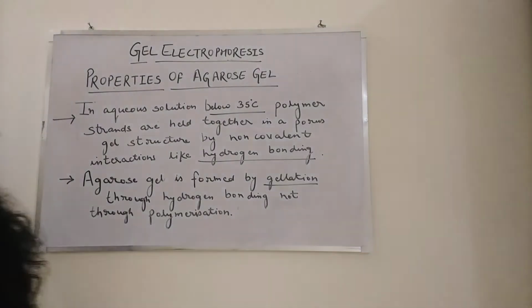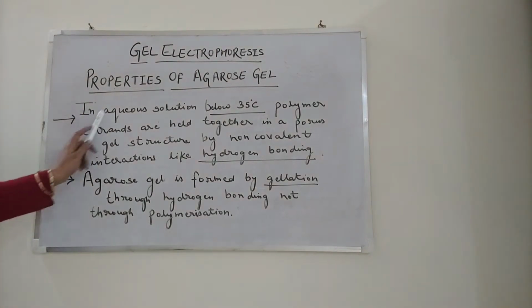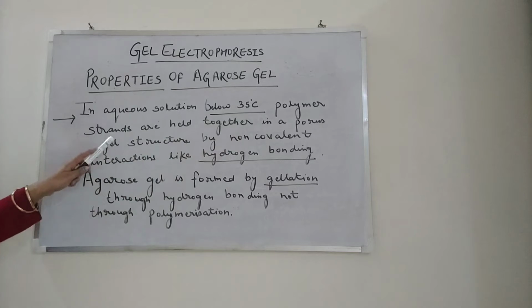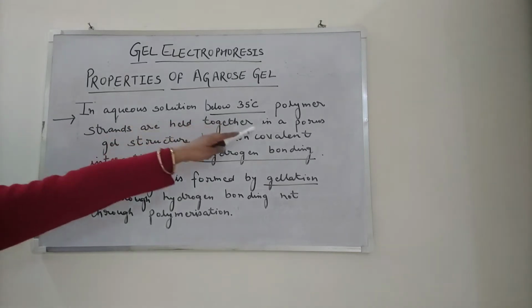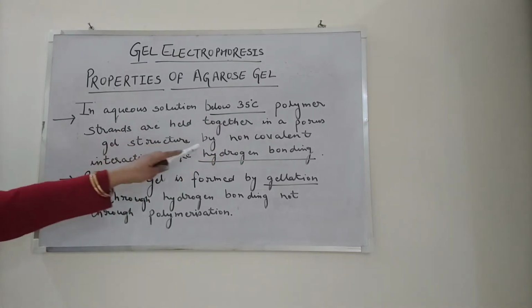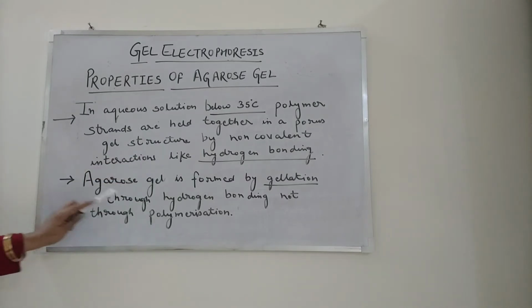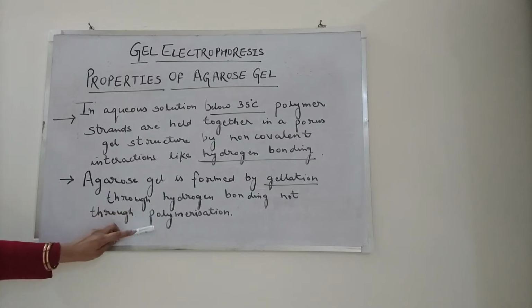Let's have a look at the properties of agarose gel. In aqueous solution below 35 degrees Celsius, polymer strands are held together in a porous gel structure by non-covalent interactions like hydrogen bonding. Agarose gel is formed by gelation through hydrogen bonding, not through polymerization.